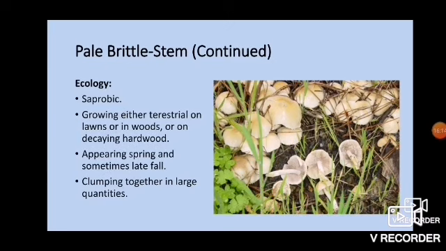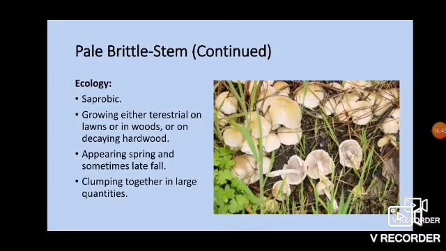This is a saprophytic mushroom. So sometimes you'll see it growing as if it's terrestrial. It looks like it's growing from the earth, and you'll see them commonly on lawns. But what it's actually growing from is buried hardwood, or else the roots of a dead tree. Other times you'll see it growing on the edges of stumps, or on the top of stumps, or on the side of stumps.